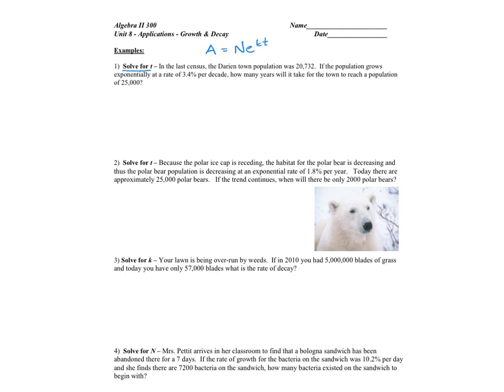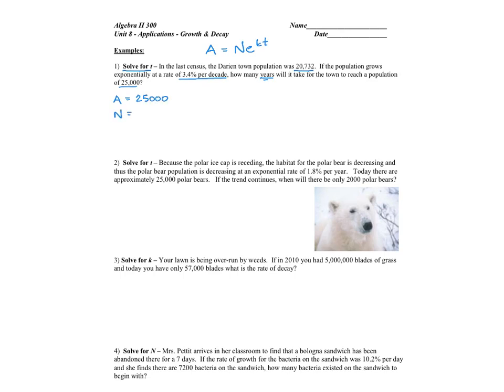It says, in the last census, the Darien population was 20,732. If the population grows exponentially at a rate of 3.4% per decade, how many years, so we're going to have to be careful when we find our answer, will it take for the town to reach a population of 25,000? I'm going to put each one of the variables over here to the left and fill in what I know. A is where I'm trying to end, so A is 25,000.